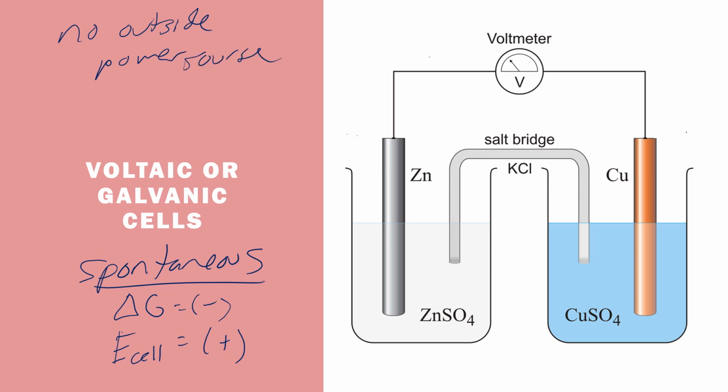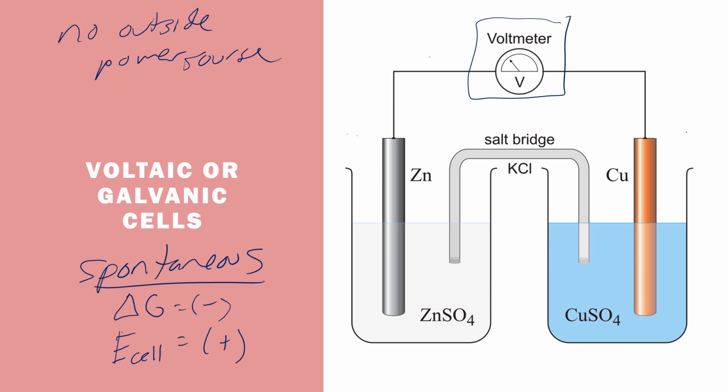So when you're creating or looking at a diagram of a voltaic cell, you'll see that typically it's attached to something, but that's just going to measure the voltage produced by the electrons traveling through that wire. It will not provide power. We're going to look at electrolytic cells probably in section 10. Electrolytic cells will have a power source of some kind. The electrolytic cells are non-spontaneous because they require an input of work from that power source. And electrolytic cells will have a delta G that is positive and a cell potential that is negative.